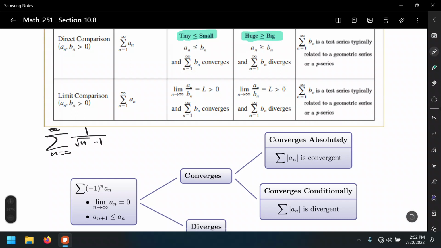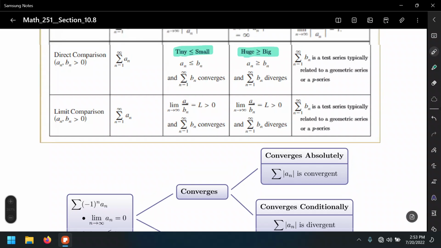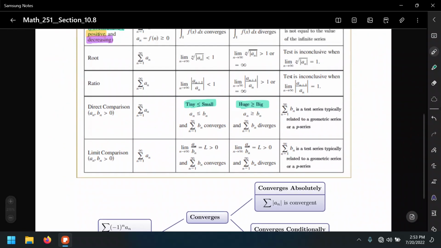And what else? So let's see. I think this pretty much summarizes the whole chapter 10, all about the different tests and all that. So really, this is not an official section. It's more like an optional section, but in this case, all we do is just go over the key points for the different tests for convergence and divergence.